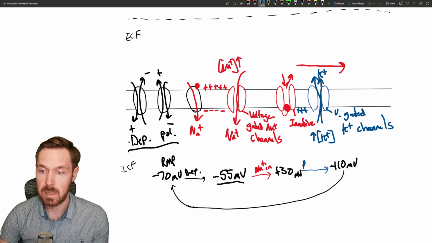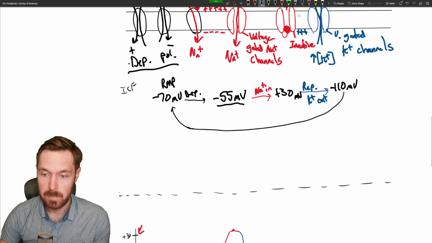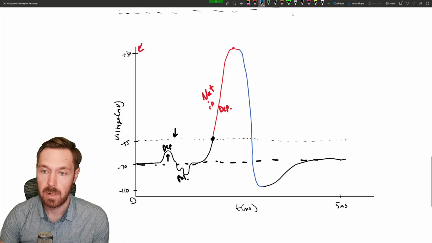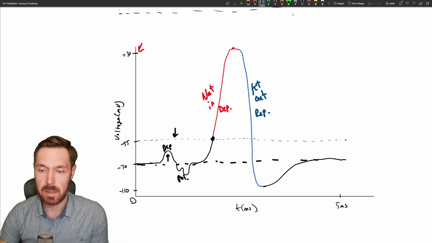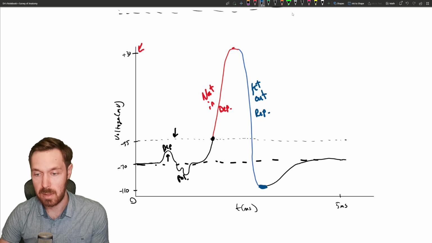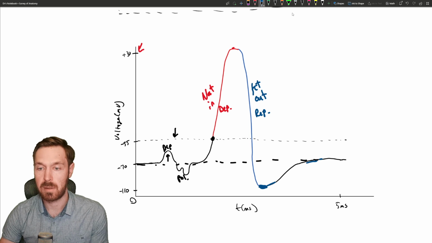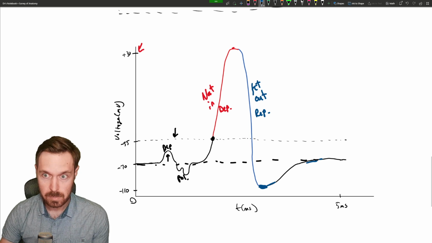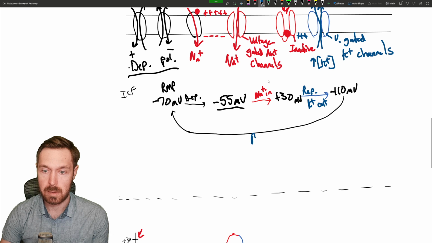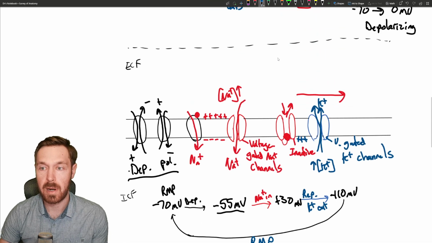And so that's repolarization, and potassium out. So here we see that happening down here. So here potassium leaves, or potassium out, and this is repolarization. And you see it goes all the way down here to like minus 110, and it goes well below resting membrane potential. Then eventually, between the sodium-potassium pump and the potassium leakage channels, it can reset back to resting. So then that can come all the way back to resting membrane potential, and it's ready to fire again.